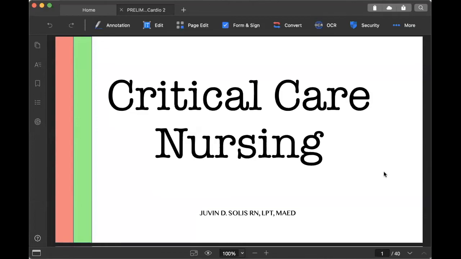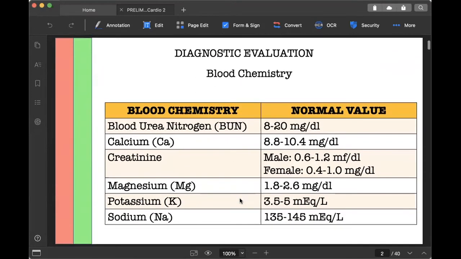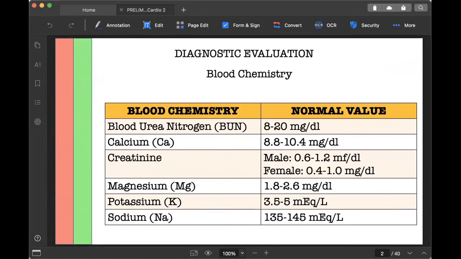Hello and good day. So today it's going to be the second part of our critical care nursing, and we'll just be continuing with our discussion. Last time we already had a preview of the anatomy and physiology of the heart, and also an introduction of critical care nursing. So let's now move on to the next part, which is your diagnostic evaluation.